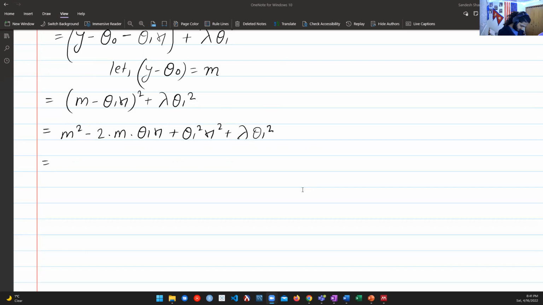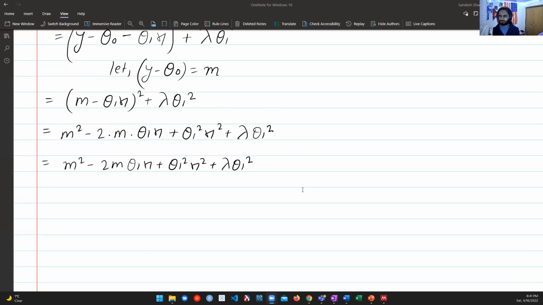That's just how we open it up. Now this is our cost function. Our objective is to minimize the cost function, and how we can minimize it is that we can take the derivative and equate it to 0 to get the value on which the cost function will be minimum.